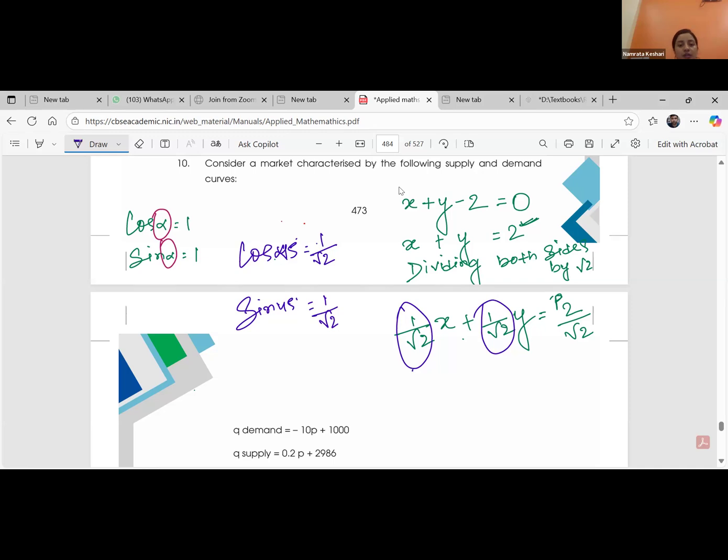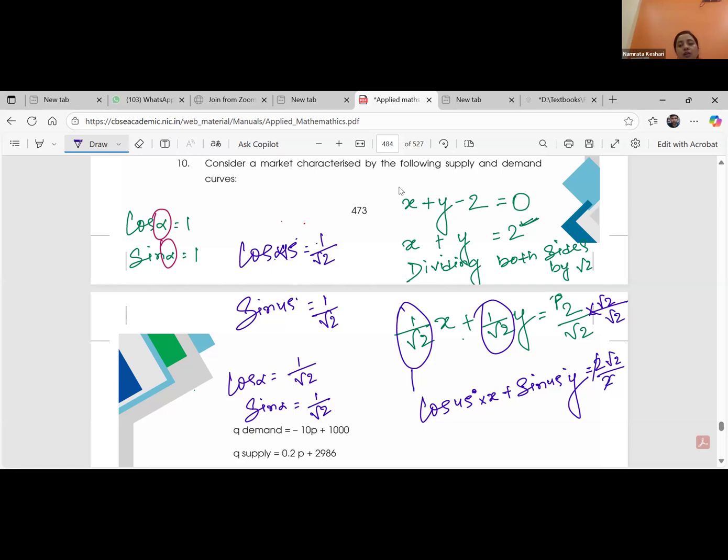Then cos alpha is 1 by root 2 and sine alpha is 1 by root 2. And from here, confidently, we can say both are positive, lying in the first quadrant. And 1 by root 2 means 45 degree. So we can write cos 45 degree times x plus sine 45 degree times y is equal to p. If you want to rationalize, you can. You will have 2 root 2 by 2, that means just root 2. Clear?